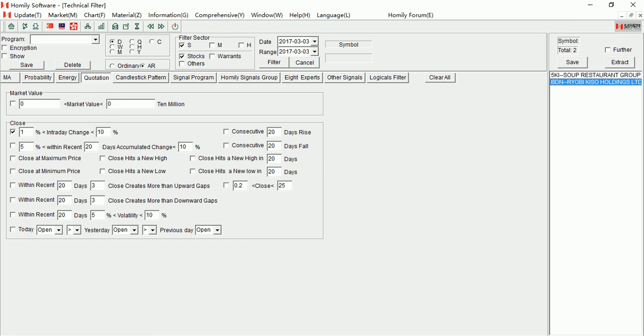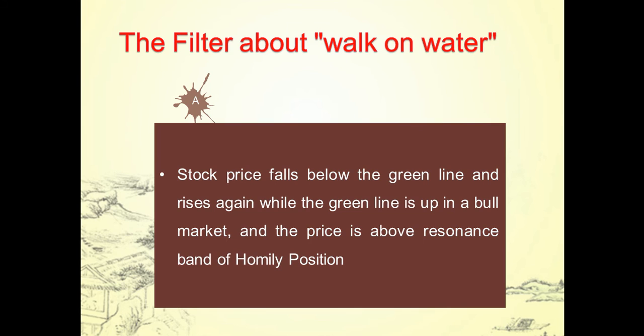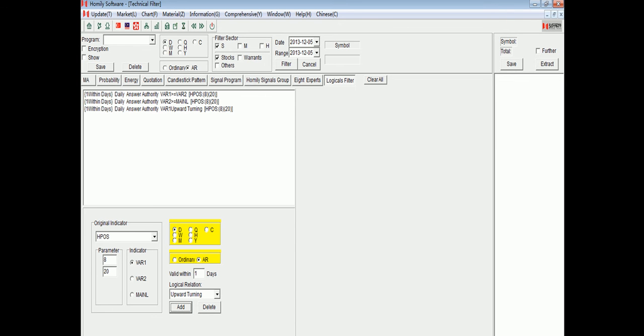Then this is the first filter method. The second filter method: you can see the stock price falls below the green line and rises again when the green line is up in a bull market, and the price is above the line.